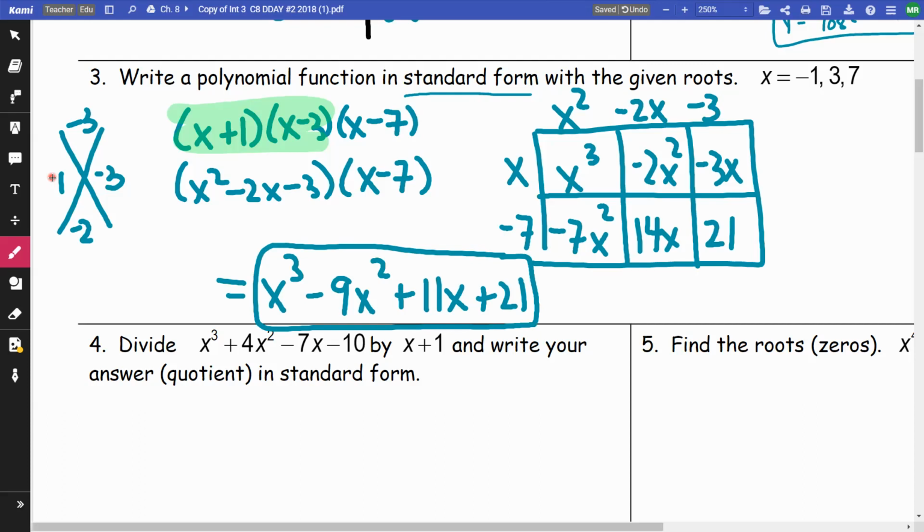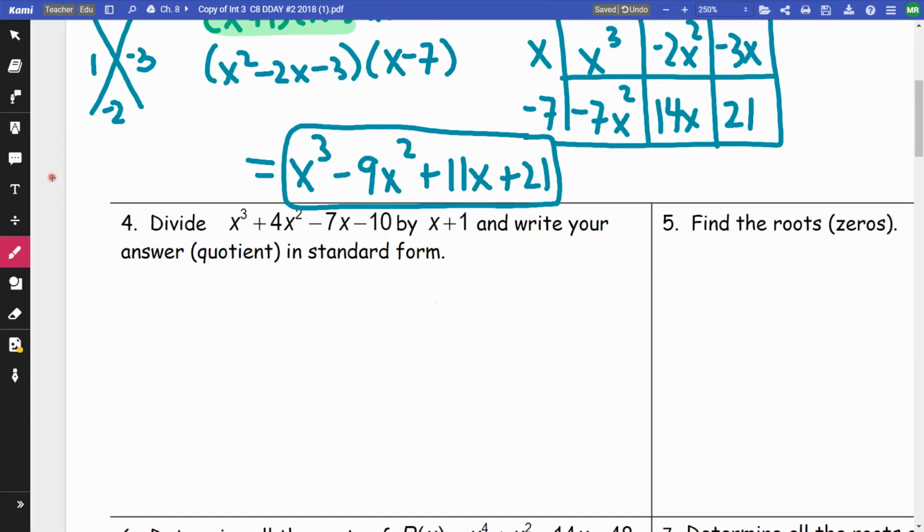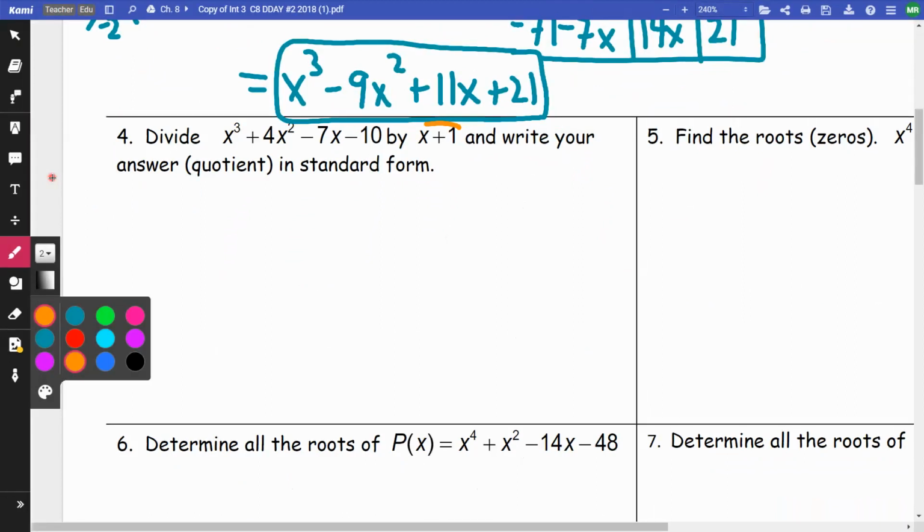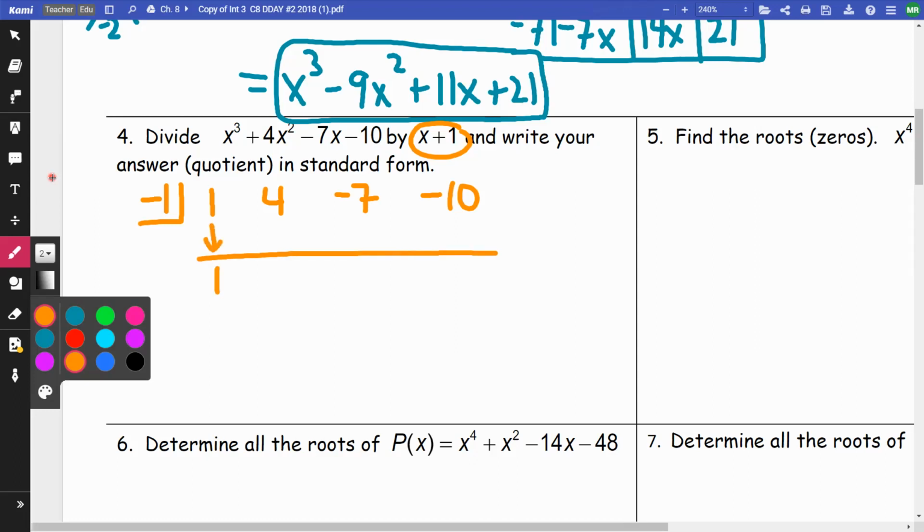On number 4, we're going to divide. And so when I'm doing this, since it's an x plus 1, I'm going to use synthetic division. And I'm going to put a -1 because that's what would be making x plus 1 0. I'm going to have 1, 4, -7, -10, making sure it's in descending order, making sure I'm not missing a term. Bring down the first number, which is a 1.